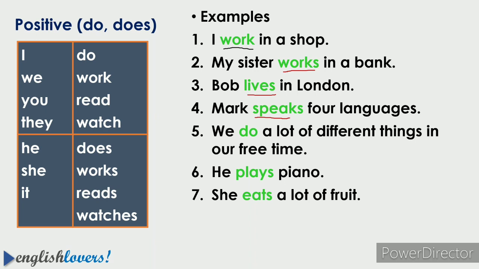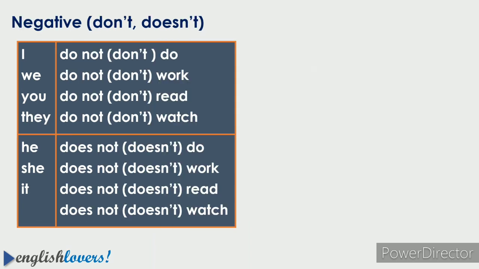We do a lot of different things in our free time. Here do is the plural form because here the subject we is plural. He plays piano, here plays is again a singular verb with a singular subject, and she eats a lot of fruits, so here also singular subject, singular verb. So all these verbs are used in the positive sentence forms of do or does.